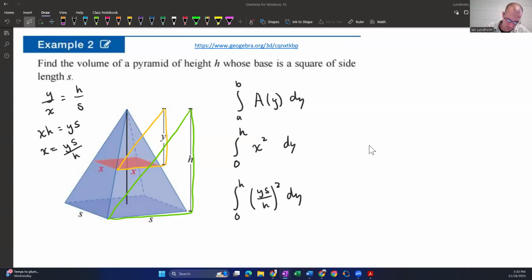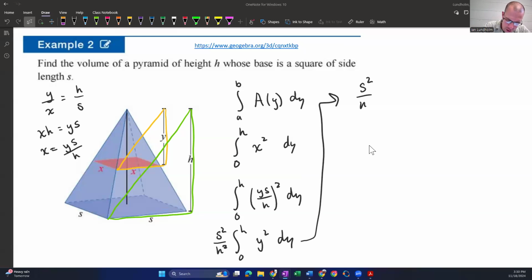I think we can fit one more integral in. For the next one, I'm going to go ahead and square everything on the inside. I'm going to pull the constants out front. s squared over h squared comes out front. And then y squared can chill on the inside of the integral. Okay. Then we are in business. We're going to be able to integrate this, with s squared over h squared coming along.